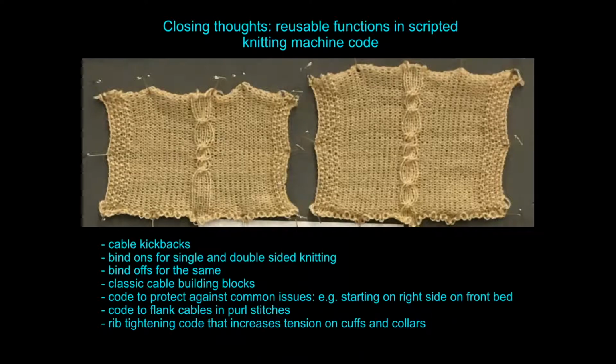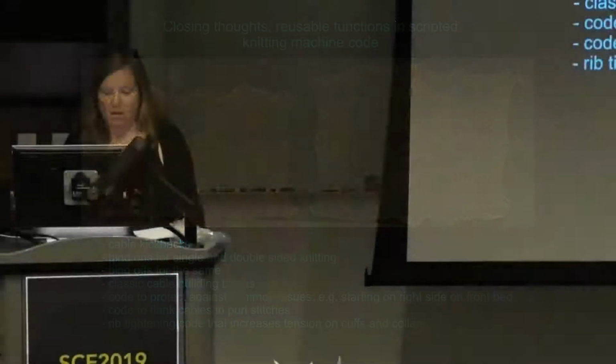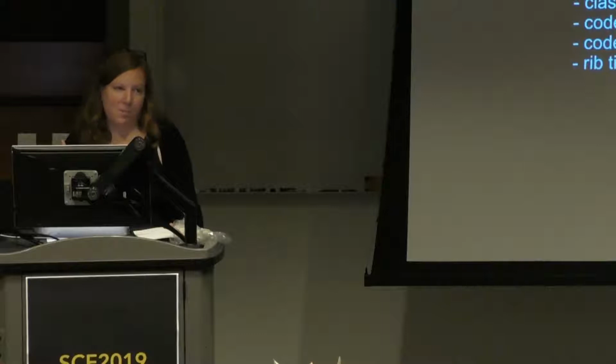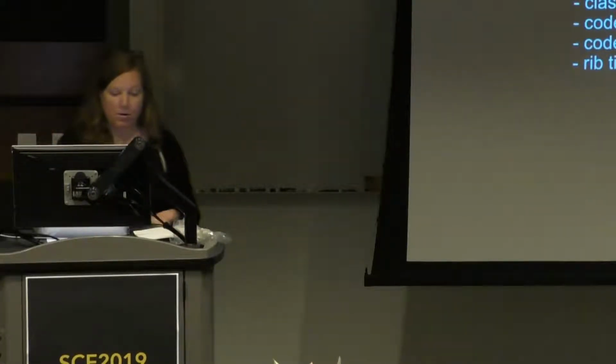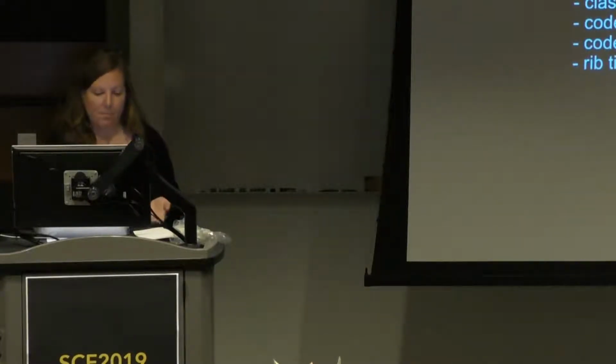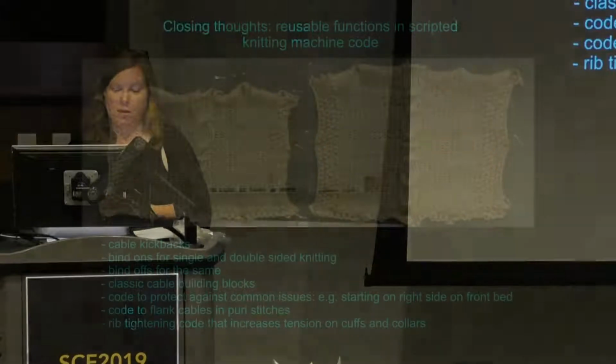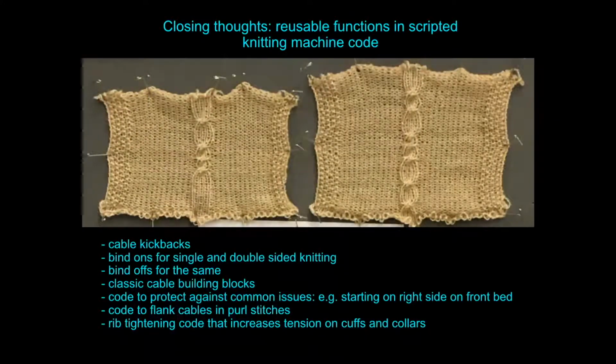Like this week we had issues where we weren't starting on the front bed on the right-hand side of the machine because we had generated code that didn't take that into account. Code that automatically flanks cables with purl stitches to make them pop. Rib tightening code that already has ways to increase tension on cuffs and collars. So this is definitely not the entire space. There's so much more to be done with tooling for scriptable patterns for industrial knitting machines. This is just what popped out from this week for me.